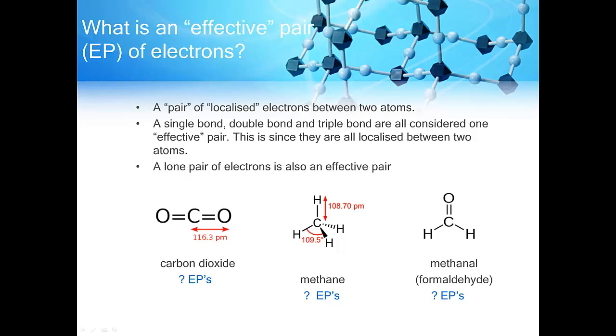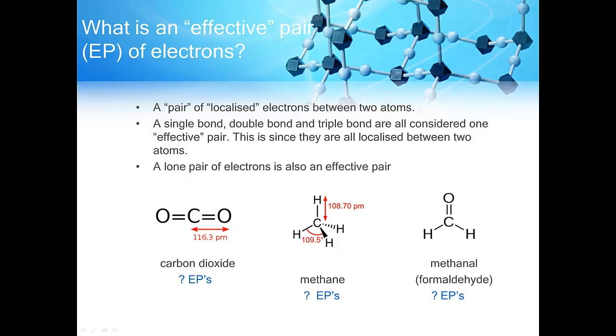Well, first, we take a look at the number of effective pairs. So what's an effective pair? It's a pair of localized electrons between two atoms, a pair in inverted commas. So let's have a look at this. We've got now some cases where we've got double bonds. If you've got a double bond or a triple bond or a single bond for that matter, they're all considered to be one effective pair. This is because they are localized between two atoms. A lone pair is also an effective pair.